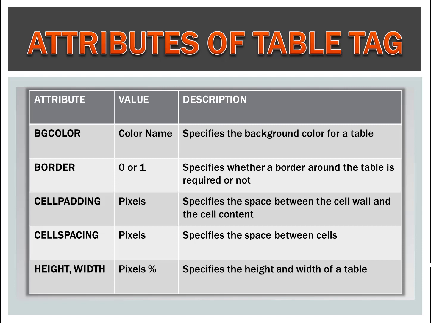Next is cell padding. It specifies the space between the cell wall and cell content. Next is cell spacing. It specifies the space between the cells. Next is height and width. It specifies the height and width of a table.